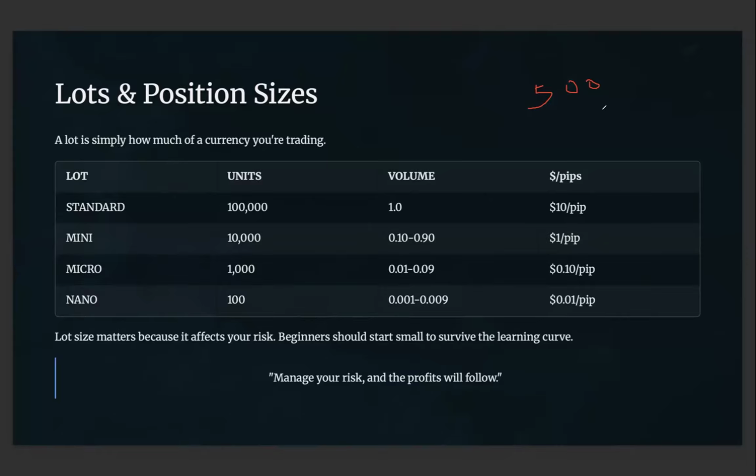Now let's do it for $500. If you have $500, the maximum you should be risking is what? $50 on a single trade, which is 10%. $50 on a single trade. Right? Now, if you are risking $50 on a single trade, what lot size should you be using? That is another question. We are seeing 0.10 to 0.90 as the mini lot. Now, 10% of $500, sorry, is $50, right?